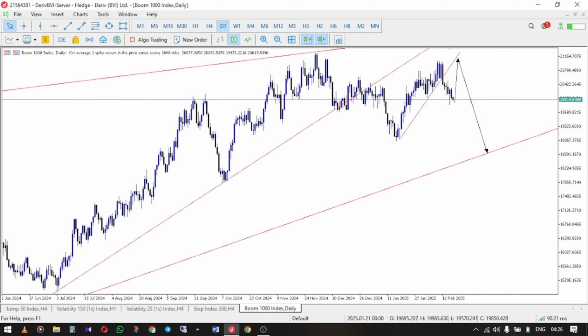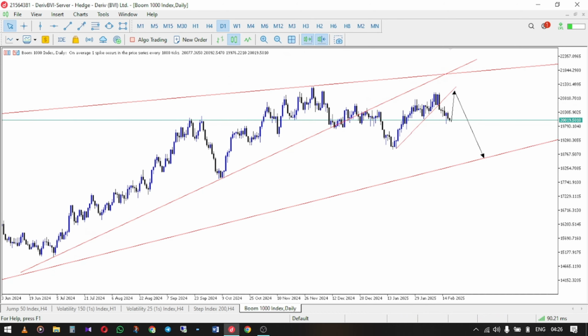So I'm not really a fan of Boom and Crash, but if we see a trade opportunity there, why not? We have to just take it. And so I might not necessarily take this trade, or I'll just take it on one of my accounts and be patient for it to play out fully.